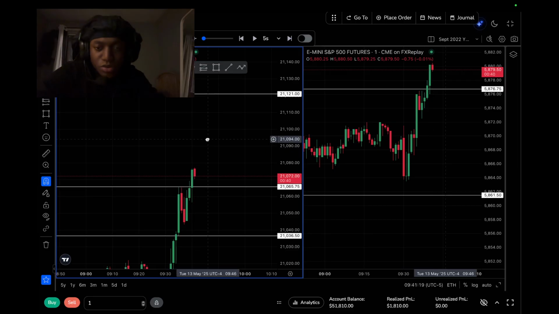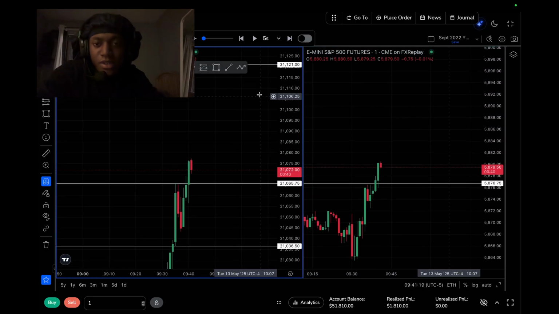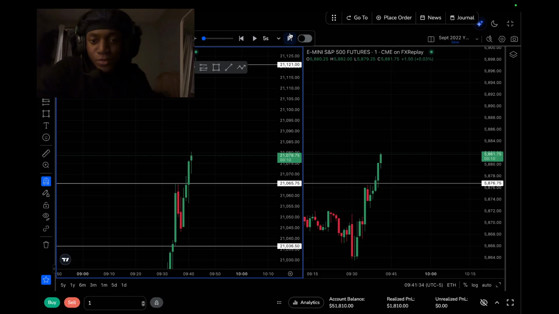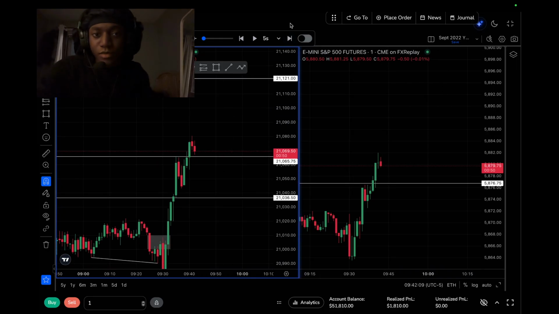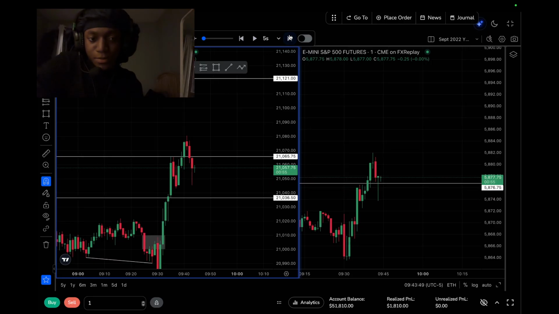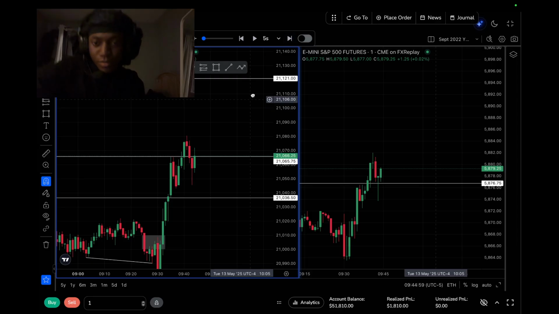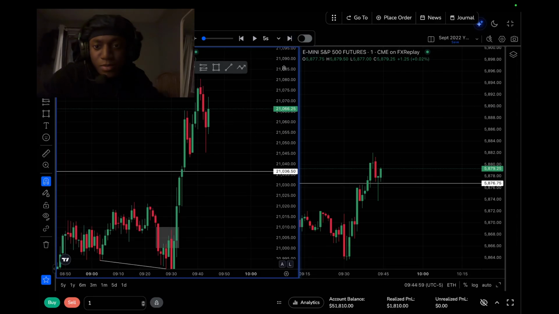Okay, our next draws are these highs here, not too far away. Let's see if we start slowing down. Let me slow down actually, because I'm just kind of speeding through this. I want to read price properly.